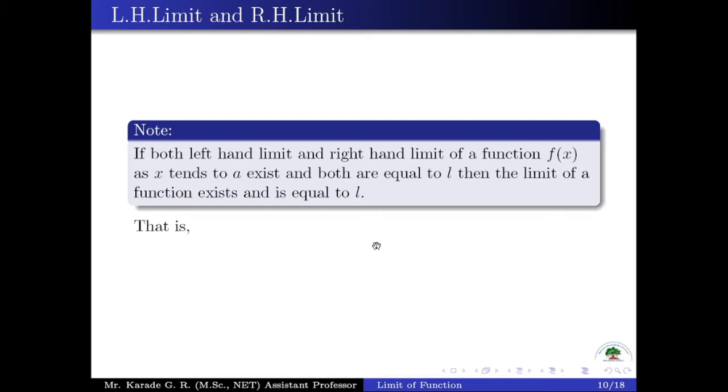That is, if limit of f of x as x tends to a minus is equal to L and limit of f of x as x tends to a plus is equal to L, then limit of function f of x as x tends to a is equal to L. When the left hand side limit is L and the right hand side limit is L, then the limit of that function as x tends to a is L.